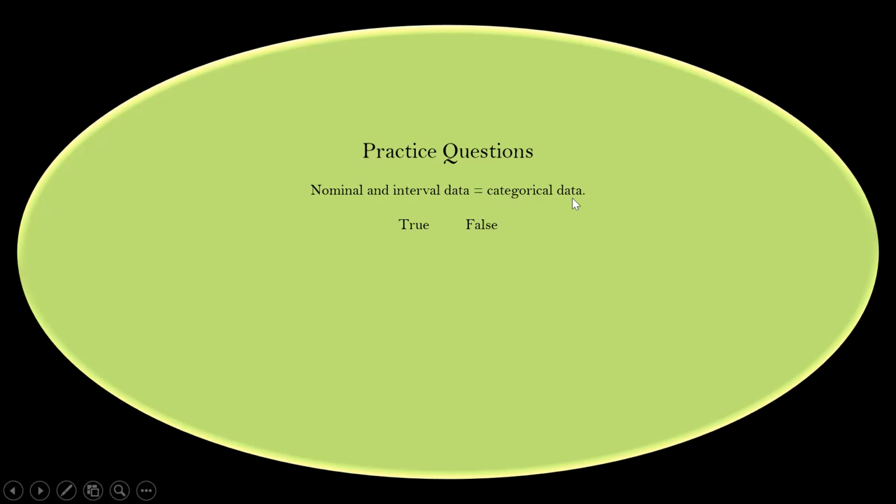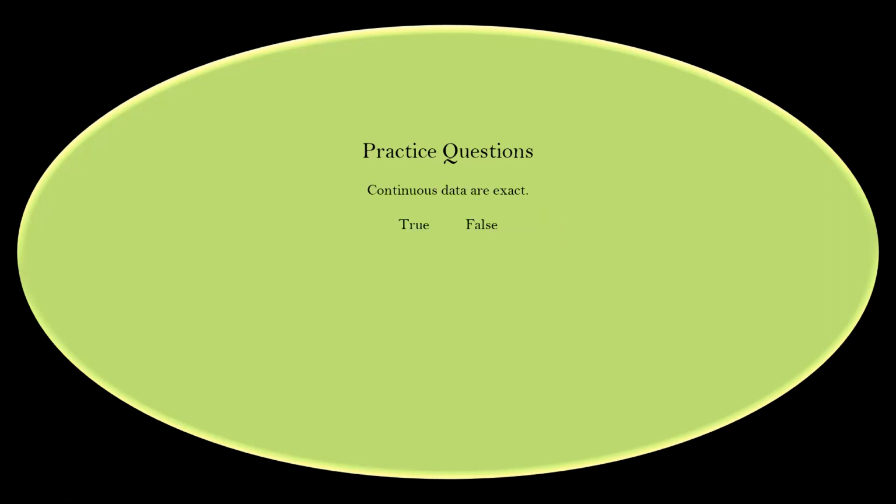Nominal and interval equal categorical. That is false. The reason it's false is because nominal and ordinal would equal categorical. Interval is numerical in nature. Discrete data are typically measured. We know that is false. Discrete data are typically counted. The number of pennies in a jar, the number of students in the classroom, the number of cars in the parking lot, the number of children you have, the number of friends you have, the number of courses you're taking, typically counted rather than measured. Whereas continuous data typically are measured.